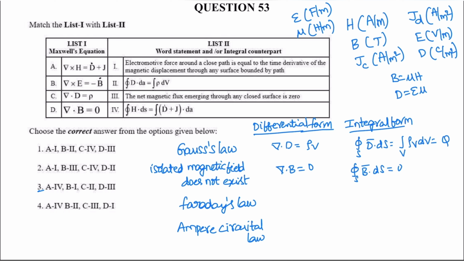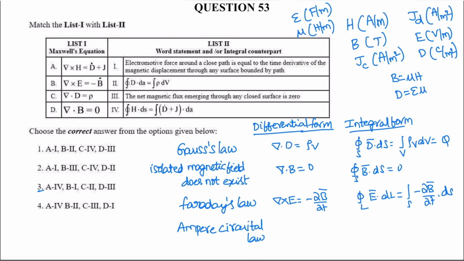Next is Faraday's law. Del cross E is minus dou B bar by dou t. This is Faraday's law in differential form. In integral form, it is written as the closed line integral of E bar dot dl bar is equal to the open surface integral of minus dou B bar by dou t dot dS.